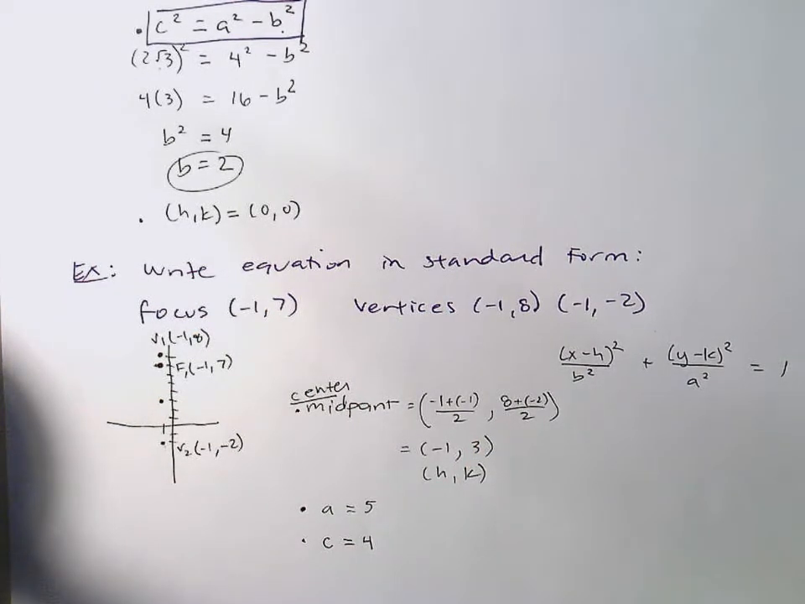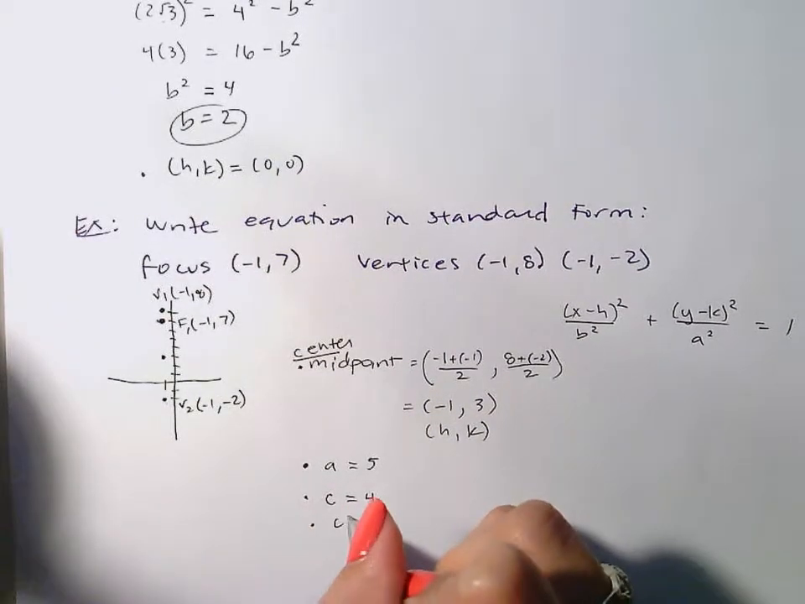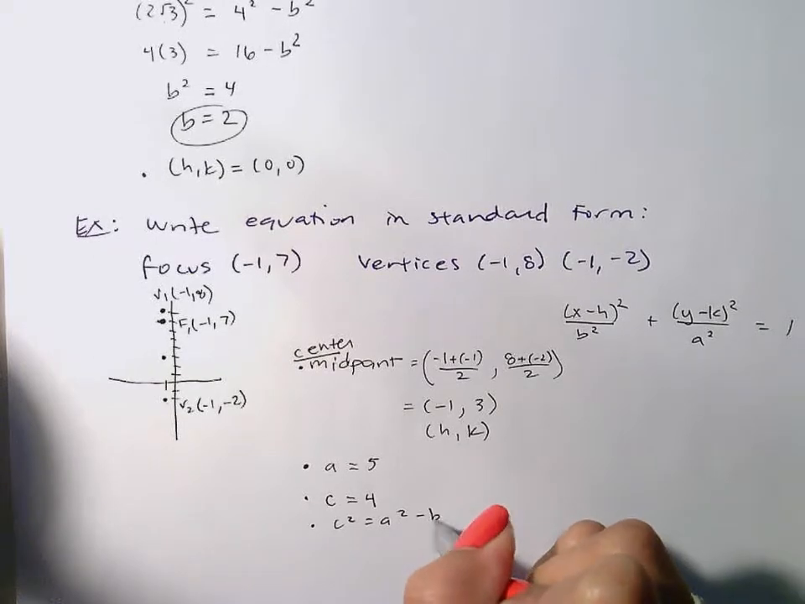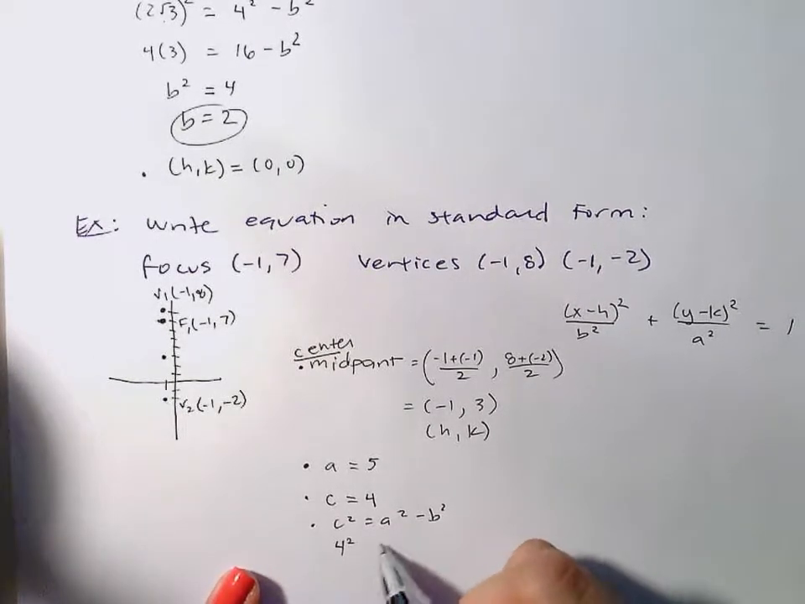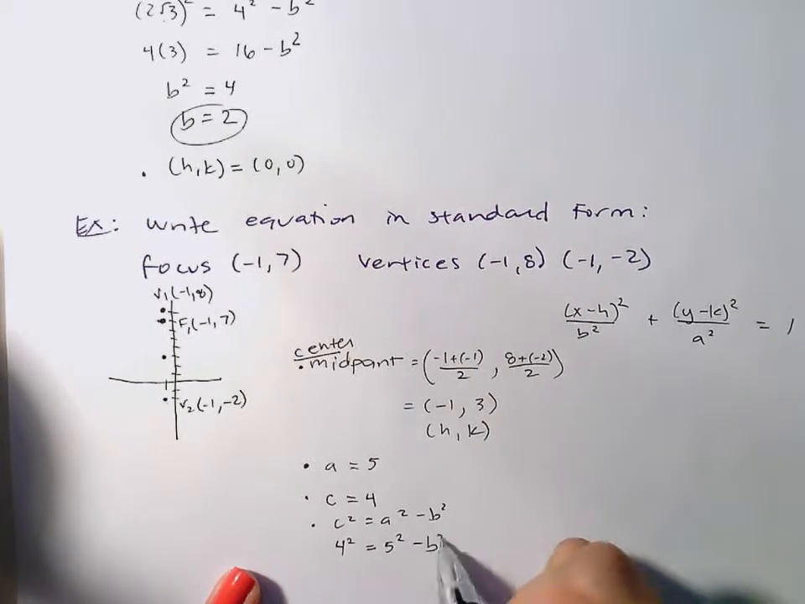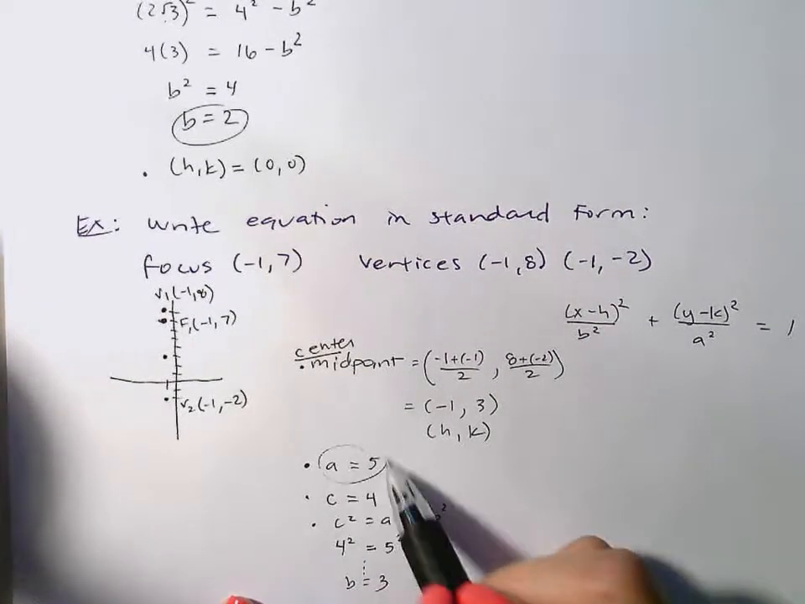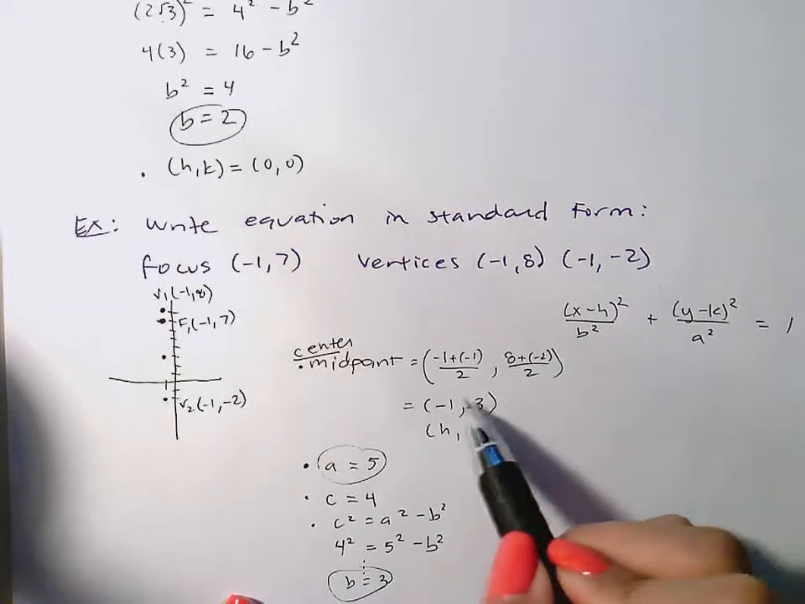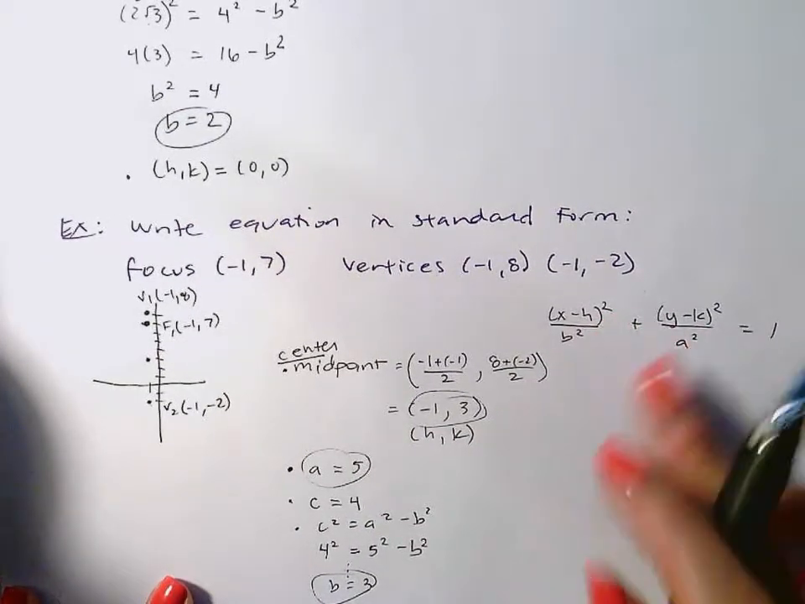So now in order to find b, I'm going to need this relationship, c squared equals a squared minus b squared. c is equal to 4, so 4 squared equals a squared, which is 5 squared, minus b squared. And if you solve for b, you're going to get b is equal to 3. Once you find your a value, your b value, and your center, then all you have to do is plug it back into the equation.